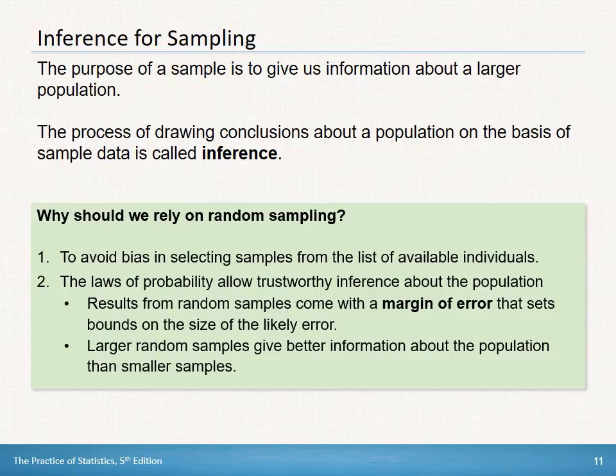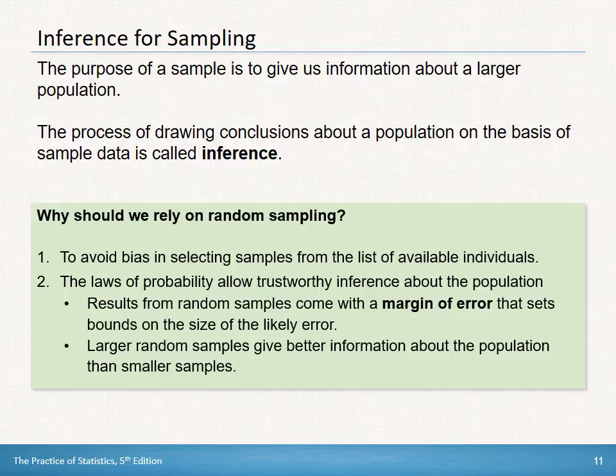So results from random samples come with a margin of error that sets bounds on the size of the likely error, which we'll get way more into when we start talking about confidence intervals later on in the year and next semester. But it helps a lot because it keeps our error in check. We know that we're only going to be wrong by this much, and that's what we want, because if we just let people choose themselves or we choose them ourselves, then we have a much larger error that it could be.